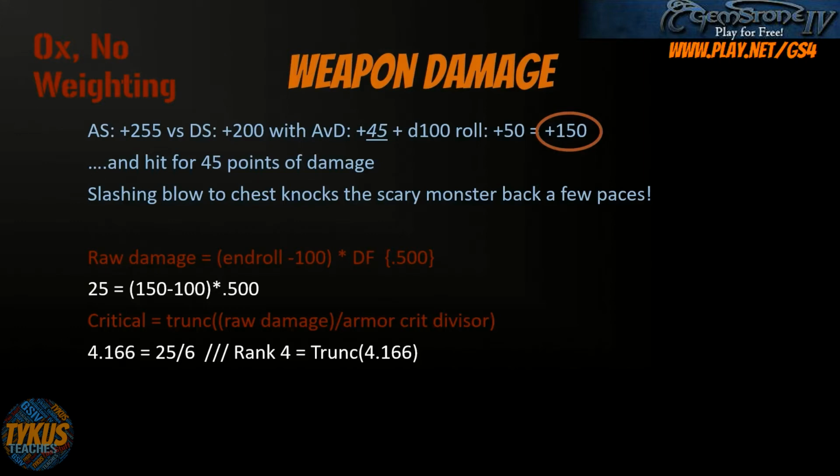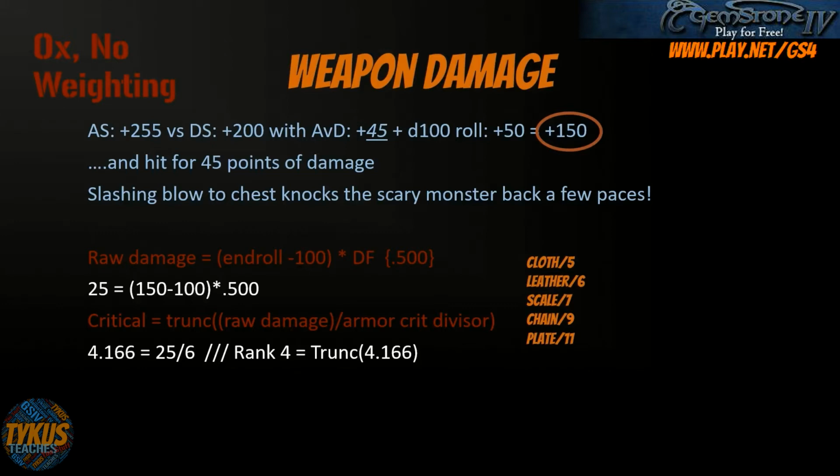Using this, we can determine our critical rank. Critical rank is just raw damage divided by your armor crit divisor. Armor crit divisor is another value that is used to determine what our critical rank is going to be. Each group of armor has its own crit divisor, and here's a little list so you can see what they are. Cloth you divide by 5, leather by 6, scale by 7, chain by 9, plate by 11. So you can see the harder the armor, the lower the crit rank will be.